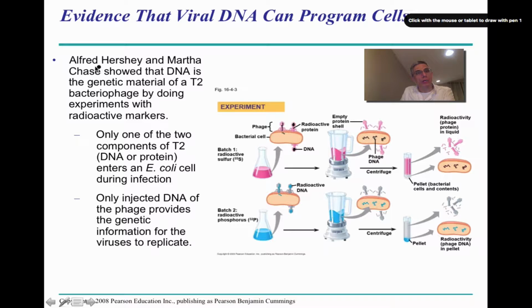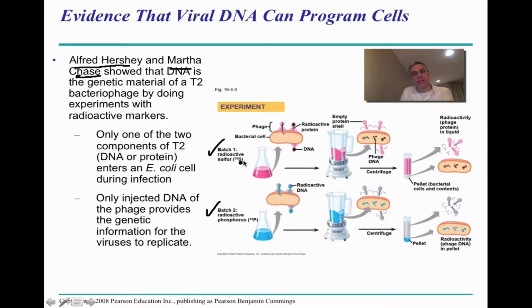So the 2 scientists mentioned here are Alfred Hershey and Martha Chase. And what they did is they showed that DNA is the genetic material of a T2 bacteriophage. And they did this by doing experiments with radioactive markers. Now, over here on the right, this is an example of the experiment that they had done. So they had 2 different groups, batch 1 and batch 2. In batch 1, what they did is they basically marked the viruses, and these viruses are called bacteriophages, and so they prey on bacteria.